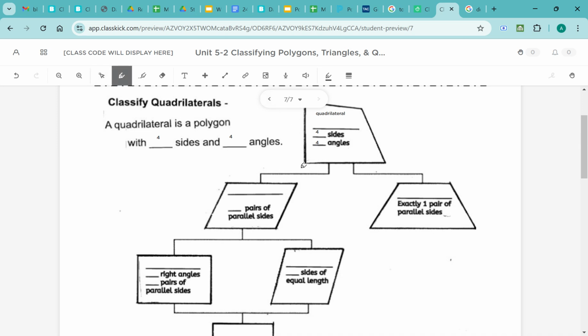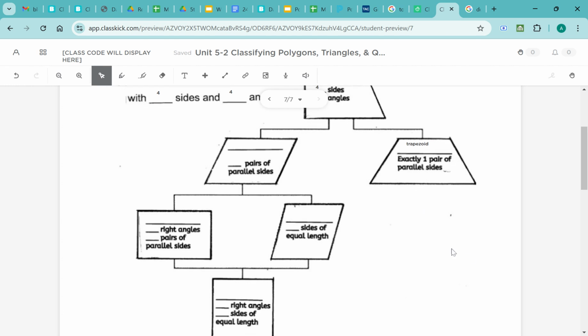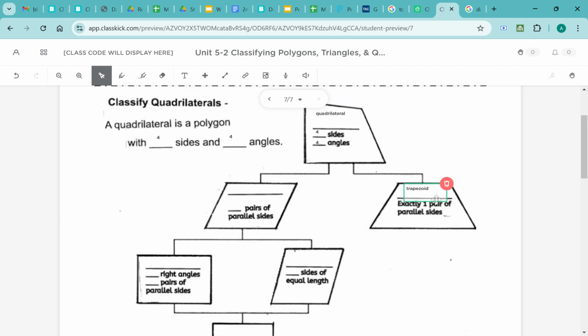Now we kind of split in two different ways. We go to one side over here. This is a special quadrilateral. Well, they're all special, I guess, but this one's a trapezoid, right? Trapezoids only have one pair of parallel sides. So for the trapezoid, we don't really go any farther down on this graphic organizer.